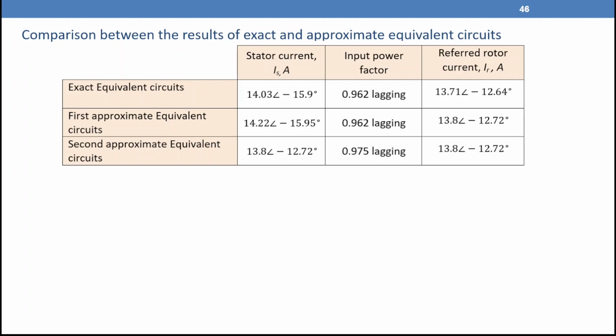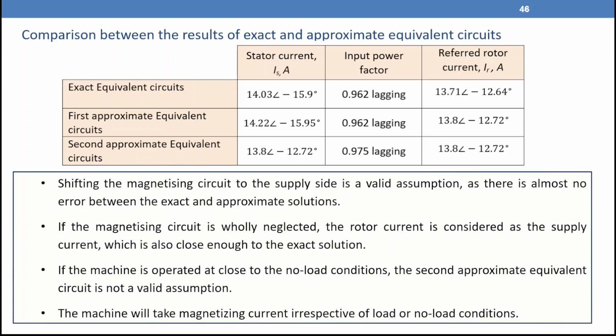But between the first approximate and second approximate, the rotor current will be identical, which means the stator current will be similar to the rotor current in this case. And because we take the rotor current as the stator current in the second approximate, the power factor is slightly different from the first approximate or exact solution. So we are going to highlight some comments here.